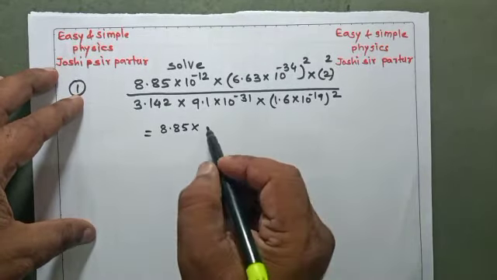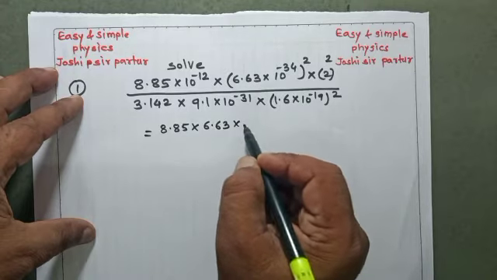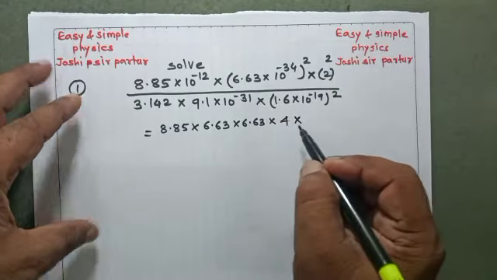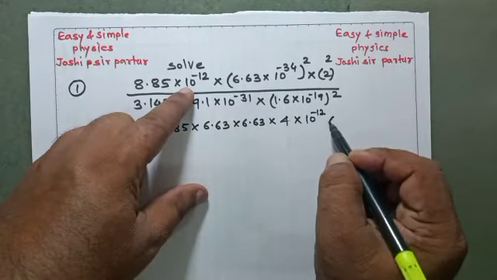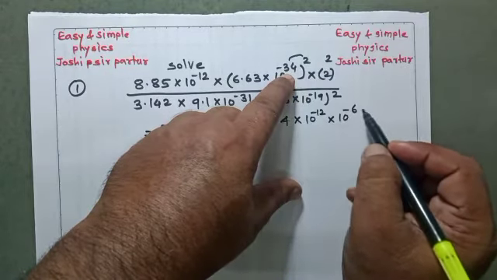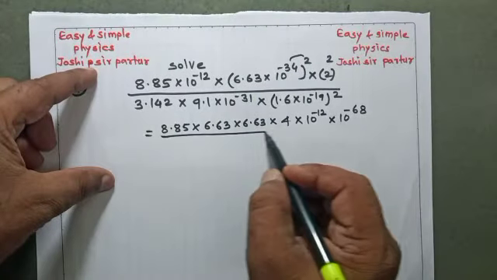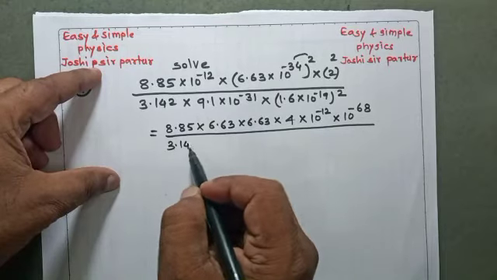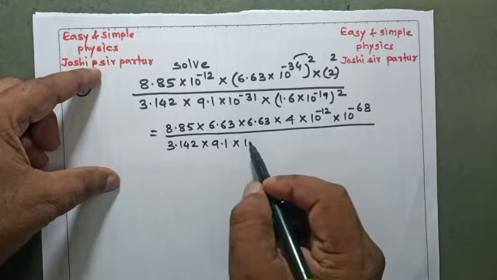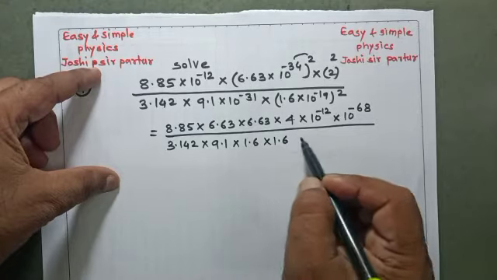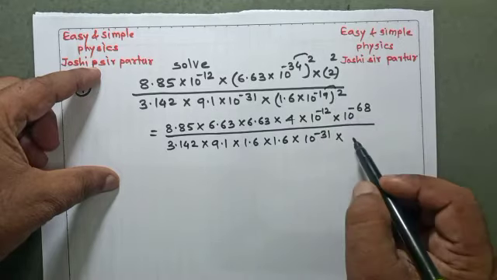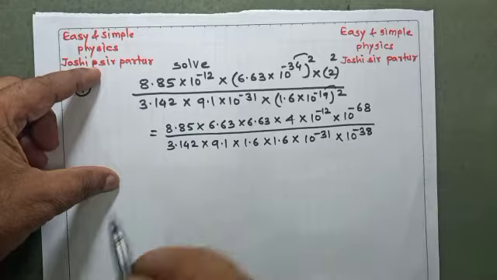we cannot find the square directly, we can write 6.63 multiplied by 6.63, multiplied by 2 square, that is 4, multiplied by 10 to the power minus 12 multiplied by 10 to the power minus 34 and 2, their multiplication will be 10 to the power minus 68, upon 3.142 multiplied by 9.1 multiplied by 1.6 square, so we can write 1.6 multiplied by 1.6 multiplied by 10 to the power minus 31 multiplied by 19 and 2, their multiplication will be 10 to the power minus 38.